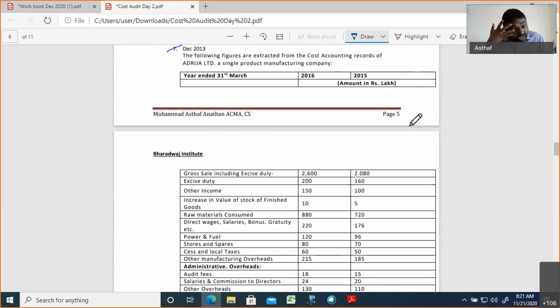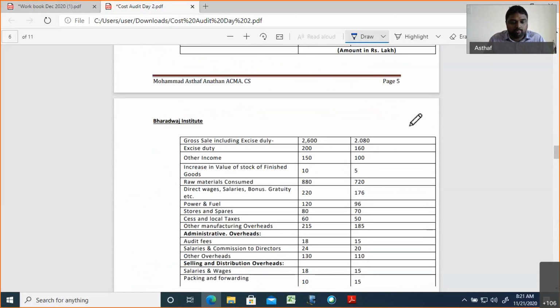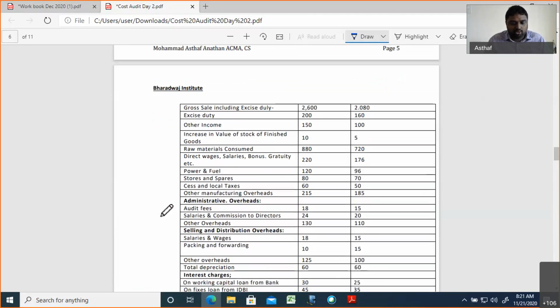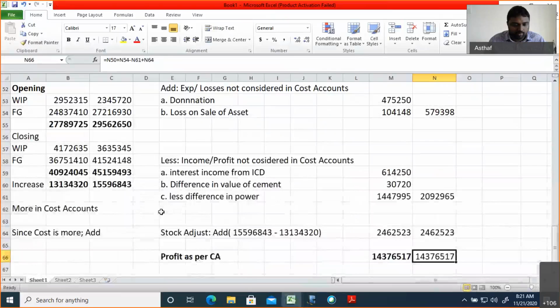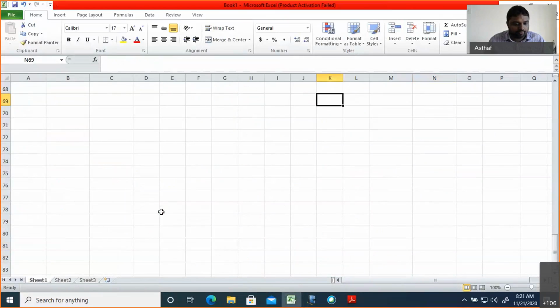Value addition is very easy. It is a regularly coming question, you can just apply it in the format. First will come gross sales including excise duty. For your exam, they may ask for GST input. So excise duty is also given. Other income, increase in value of stock, raw material consumed, direct wage. So all the details are there. Shall we start?